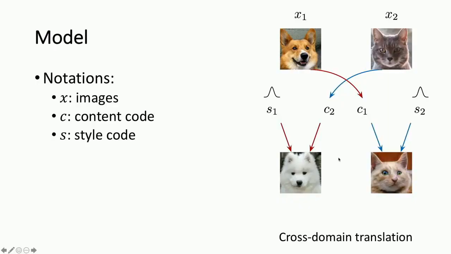And also, during training, we also let the model do translation. So we, for example, extract the content code of this dog image, and we randomly sample a style code in the target style space. And the target domain decoder generates an output image based on the input content code and a random style code. And the style codes just come from a simple prior distribution, such as the Gaussian.